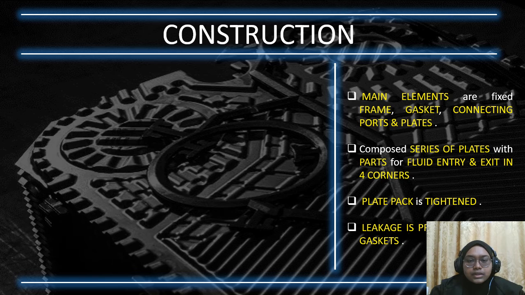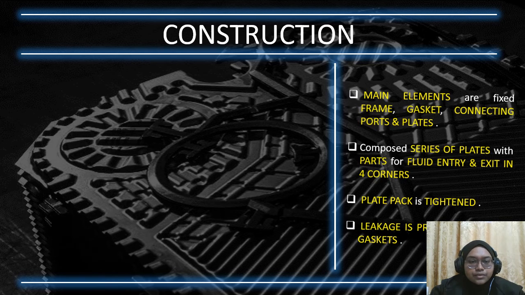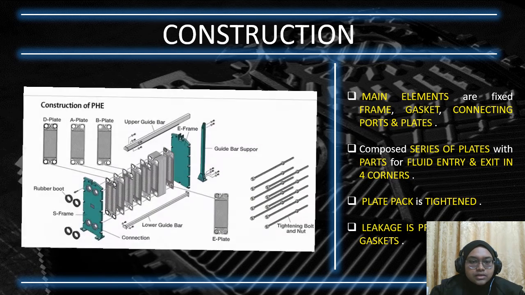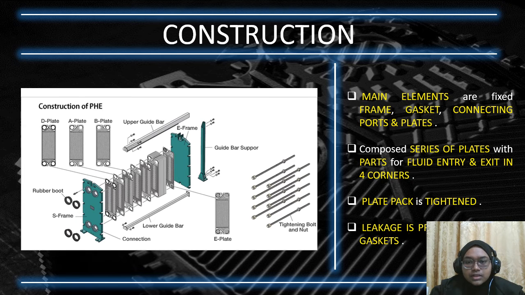Let me explain the construction of the PHE. In this construction, the main elements are the frame, gasket, connecting parts, and plates, and it is composed of a series of plates with ports for fluid entry and exit in the four corners. The plate pack is tightened by the tie bars, and leakage is prevented by using gaskets.